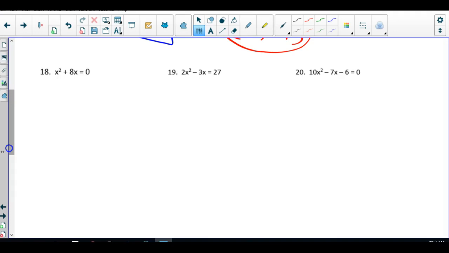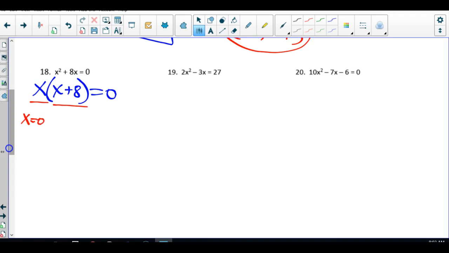If you recognize that there is a greatest common factor here, then you can factor that out. It's an x they both have in common, so x times (x plus 8) equals 0. That's the way we need it to be. That's saying that these two things multiply to be 0. So we already know our answer.